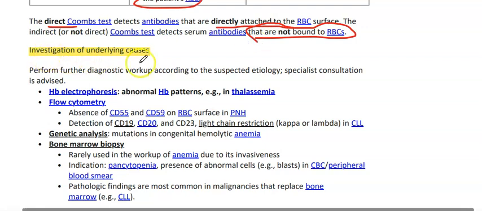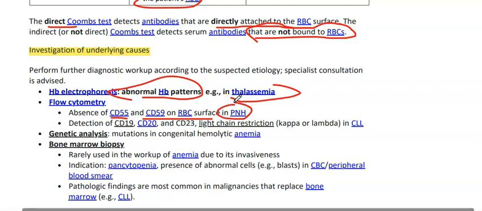Now investigation of the underlying cause: we can do HB electrophoresis. Abnormal HB pattern can be present in thalassemia. In flow cytometry, absence of CD55 and CD59 on the RBC surface is present in paroxysmal nocturnal hemoglobinuria. Detection of CD19, CD20 and CD23, with light chain restriction kappa lambda, is present in CLL.